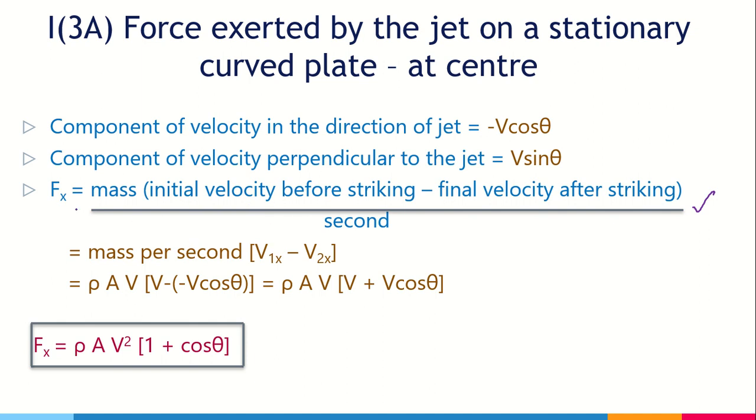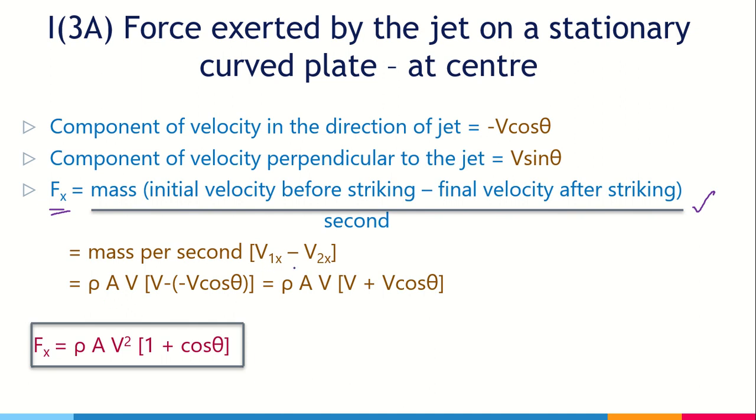Initial velocity before striking, I'm writing in x direction, guys. So in order to avoid confusion, I'm writing it as v1x. v1 stands for initial velocity, meaning velocity before striking in x direction, minus v2, which stands for final velocity, in x direction is v2x. So since I'm writing for Fx, I'll write v1x minus v2x. When I'm writing for Fy, I will write v1y minus v2y, like that.